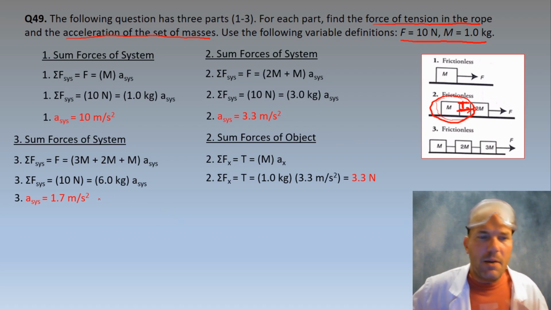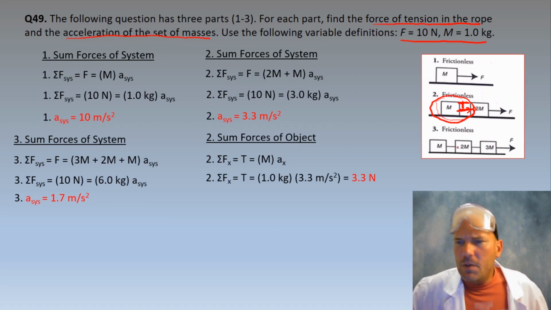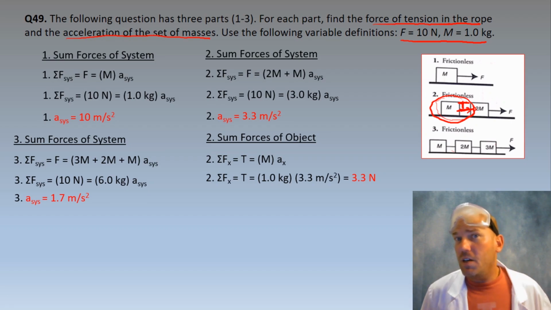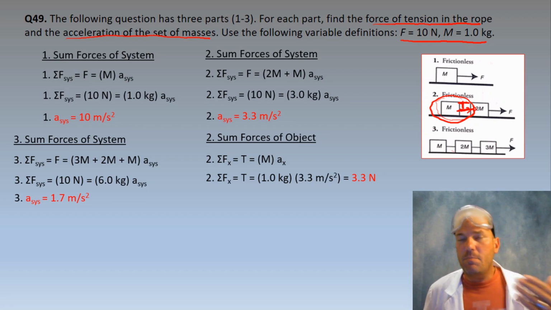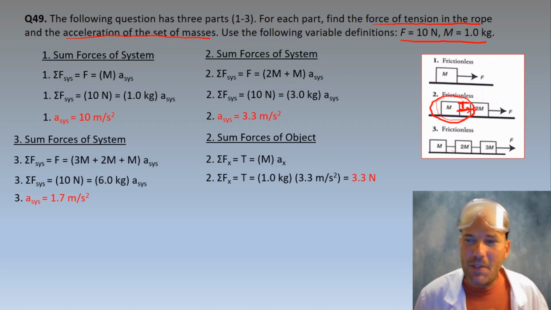We're not going to make up any other forces because there's no friction. We're going to compensate for that because we're finding the mass of the system. So 10 newtons is equal to 3 plus 2 plus 1, or 6 kilograms, and multiplying both sides by that system mass, we get an acceleration to the right of 1.7 meters per second per second.